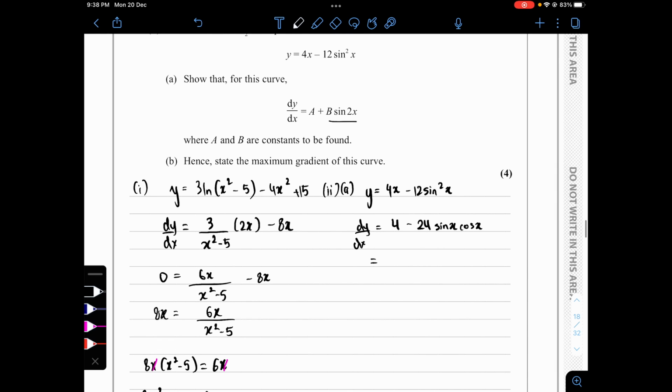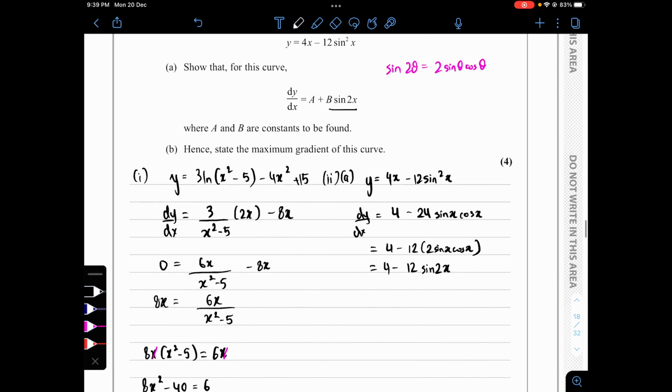Now they want it in sine 2x, and if you remember, sine 2 theta is equal to 2 sine theta cos theta. So that'll be 4 minus, so let's do this, 12 times 2 sine x cos x, right? So that'll be equivalent to 4 minus 12 sine 2x, right? So that's our dy over dx, where a and b we have found, so that's our final answer.